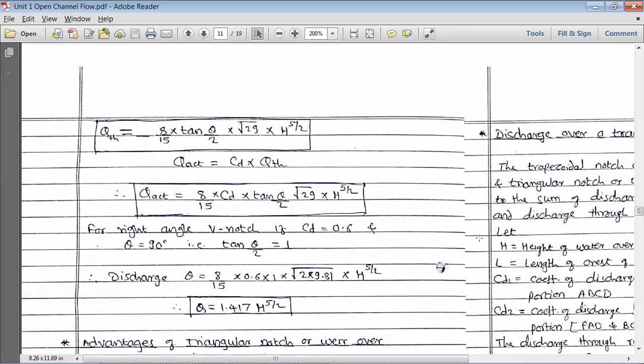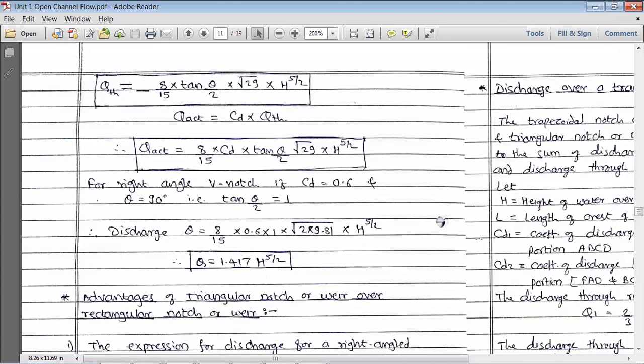If the value of theta is 90 degrees and CD is equal to 0.6, what will tan theta by 2 be? If theta is equal to 90 degrees, then tan theta by 2 will be tan 45. Tan 45 is equal to 1. Therefore we can write this equation as Q is equal to 1.417 h raised to 5/2. So you can note down these equations in your notebook. Write down this equation for the theoretical discharge, then write down this.